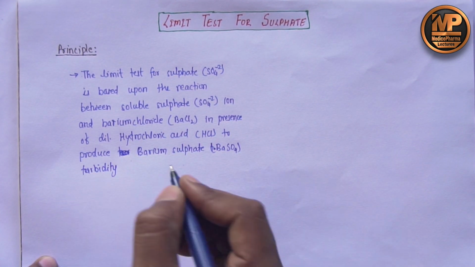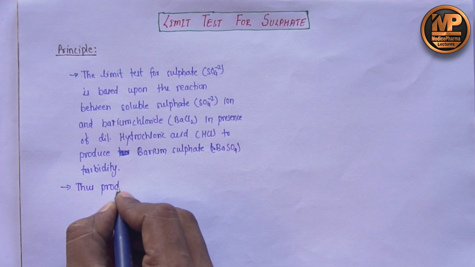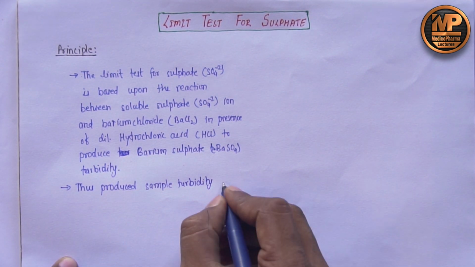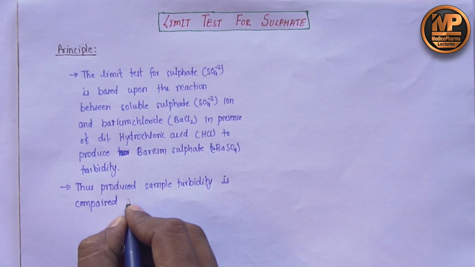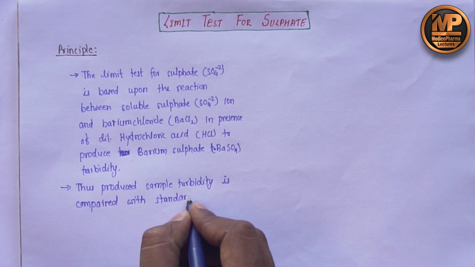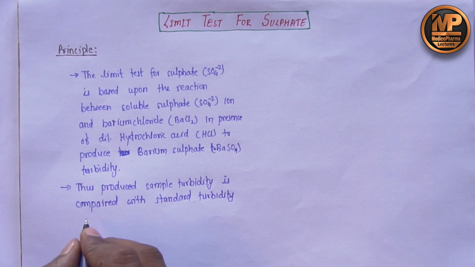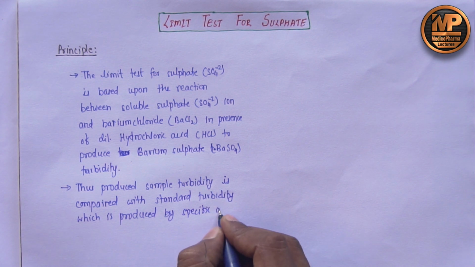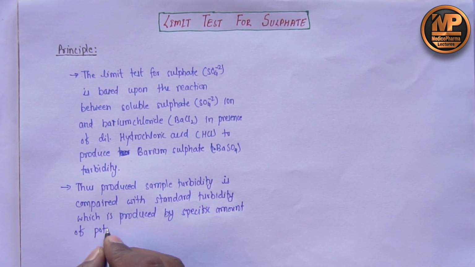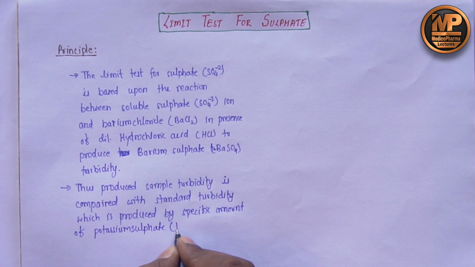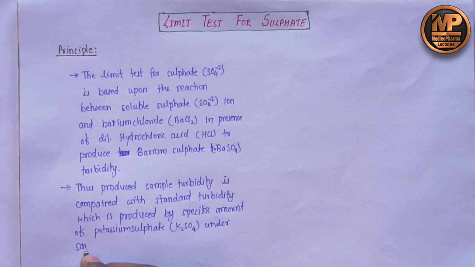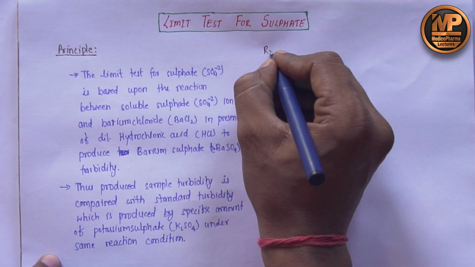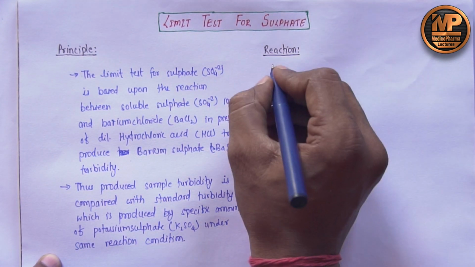Okay, thus produced sample turbidity is compared with a standard turbidity, which is produced by a specific quantity of potassium sulfate K2SO4 under same reaction condition. Understood? Okay, now we will write the reaction.